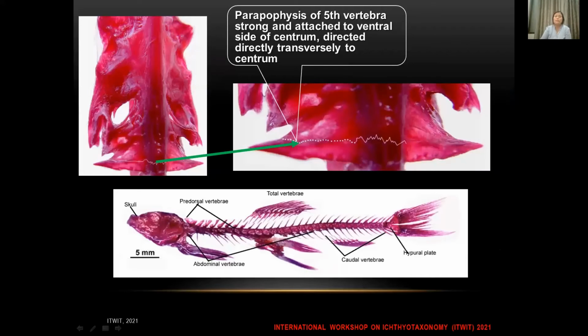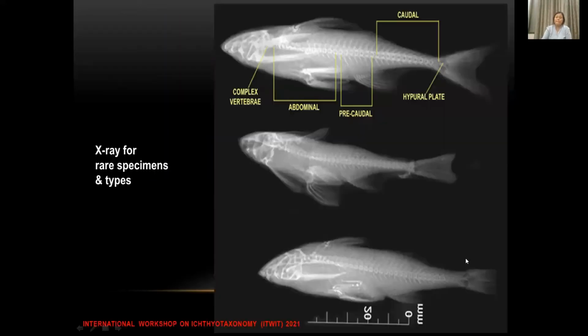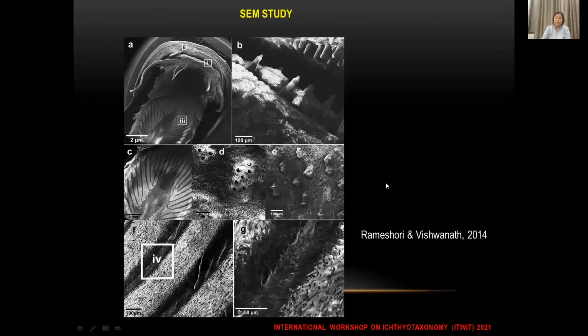And another feature is that the parapophysis of the fifth vertebra is strong and attached to the ventral side of the centrum, directed transversely to the centrum. And this is how we can count the vertebra numbers after staining. And for very rare specimens and types, we can take a radiograph.